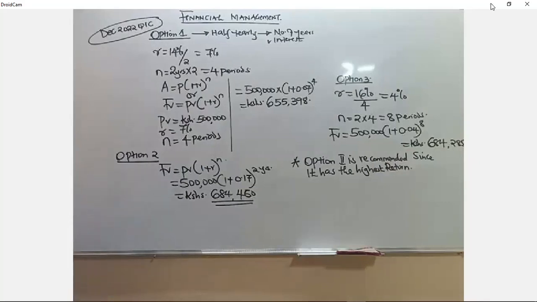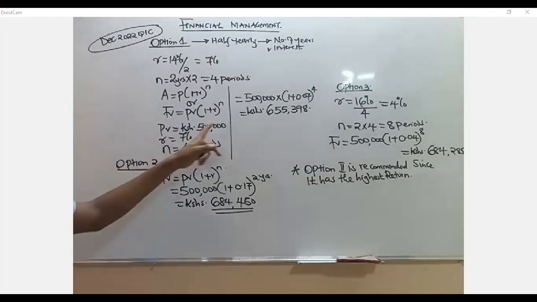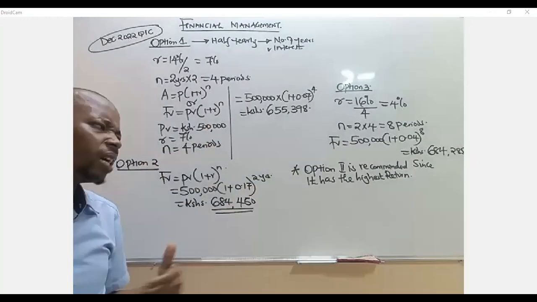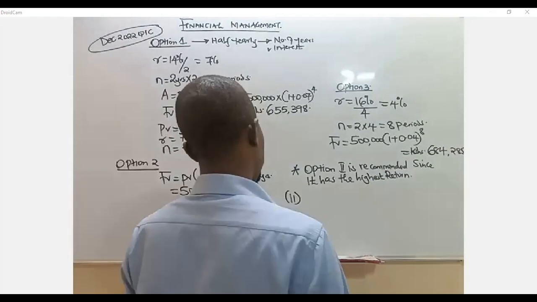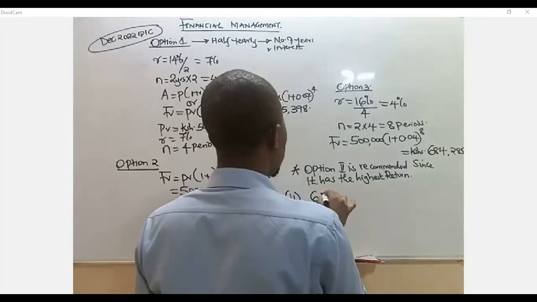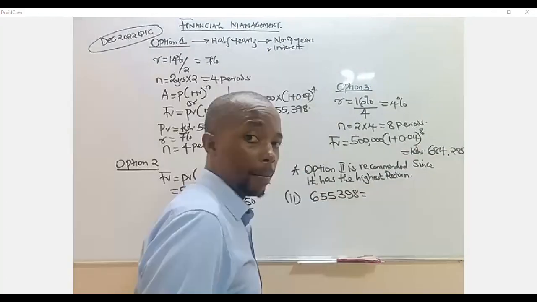Then, looking at requirement number 2, the examiner confuses students by saying, calculate the effective rate of interest for option 1. Looking at the interest rate for option 1, the amount you have is 6 after a period of 2 years. Let me use the simplest way. Part 2, let us equate. You have the future value, 655,398, which should be equal to the principal amount, 500,000.